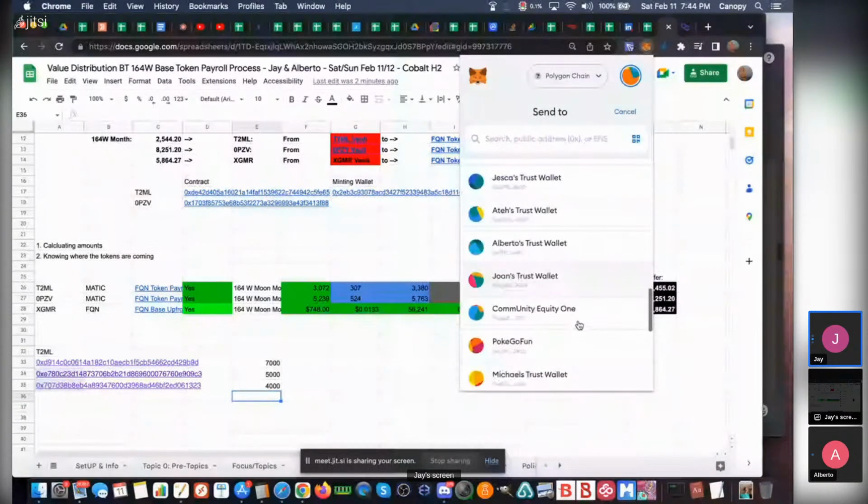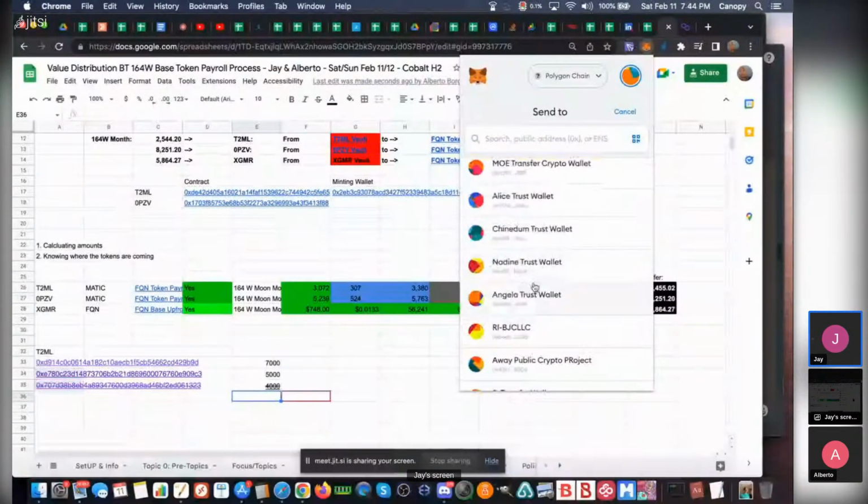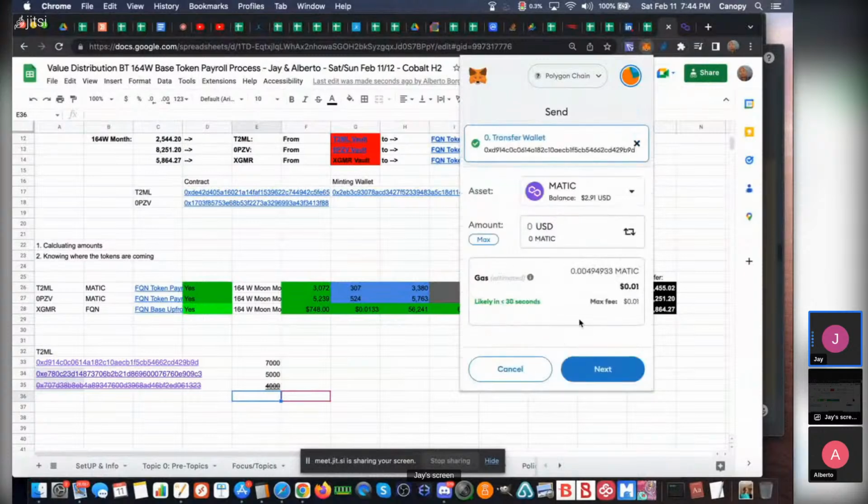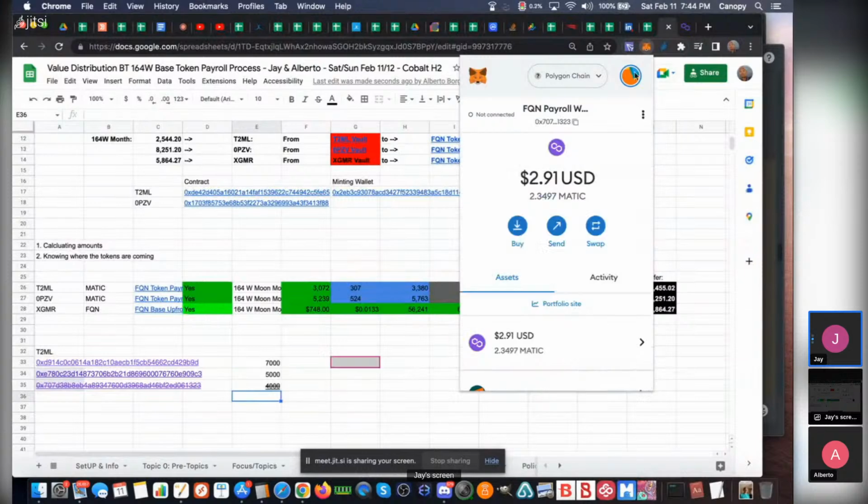I just don't see it. I don't see it. 9B, no. Oh, here, the transfer wallet, 9B, 9D. So the transfer wallet is basically a wallet that we use for transferring between MetaMasks.